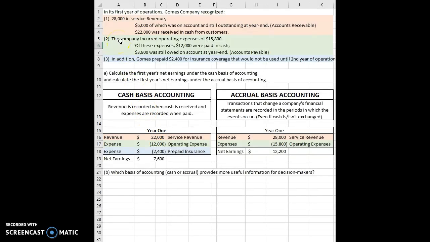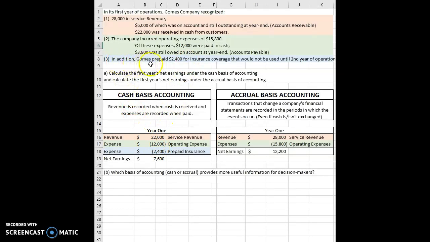Next, we have expenses. We have total expenses of $15,800, which $12,000 were paid in cash and $3,800 were still owed on the account at year end. So if you take your $15,800, subtract $3,800, you are left with $12,000, or you could just notate that it says we have paid $12,000 in cash right here, which is what we are going to put for our operating expenses. Right here, we have a negative value of $12,000.